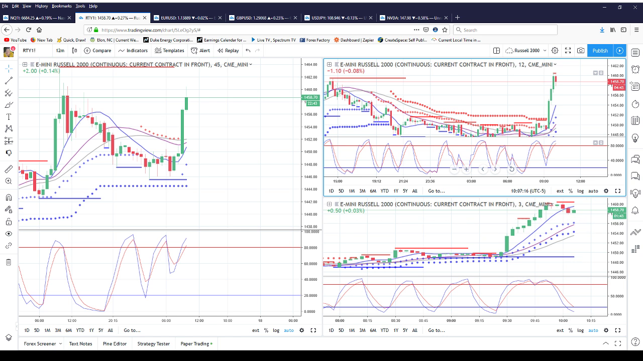You still have about 12 minutes on the 20-minute binary. Don't like the fact that that's overextended on the 3-minute. You really kind of need one more push down on the Russell to give you your target.